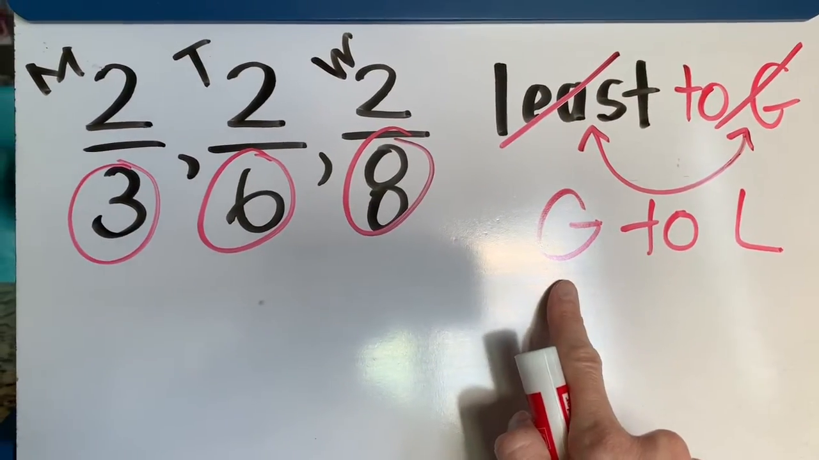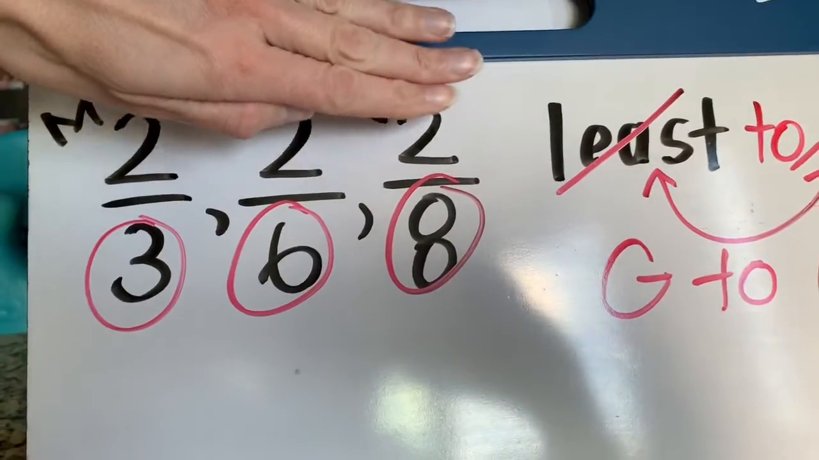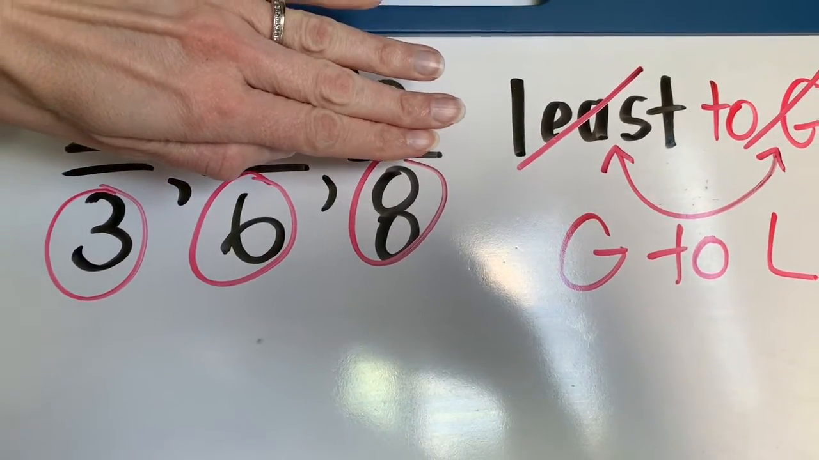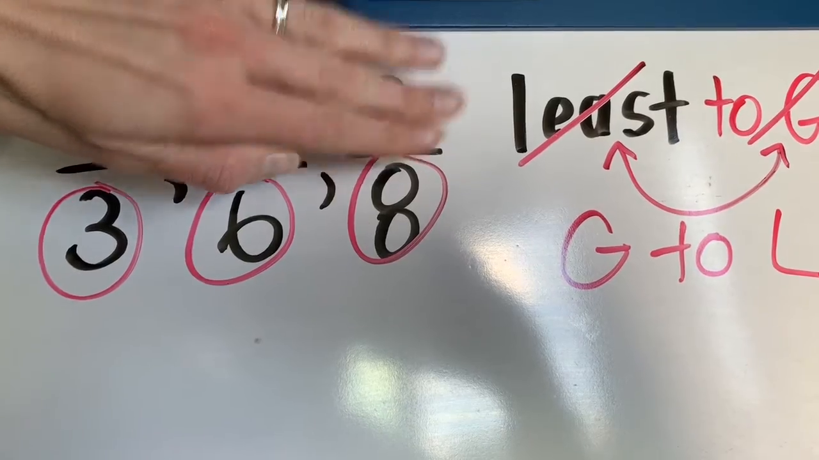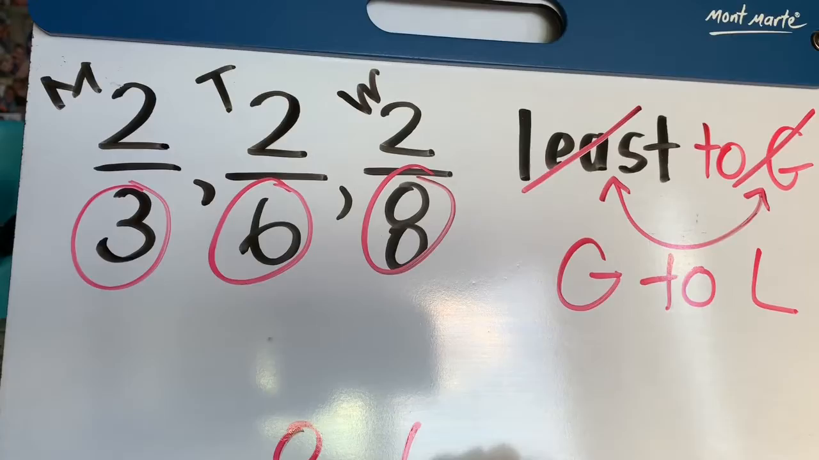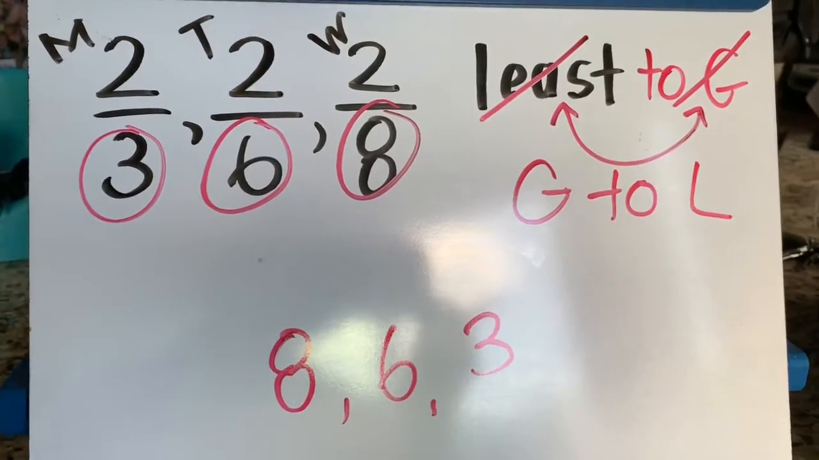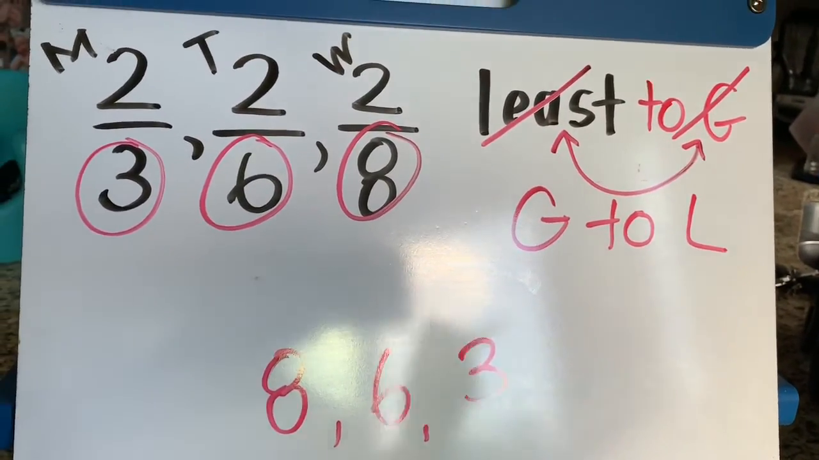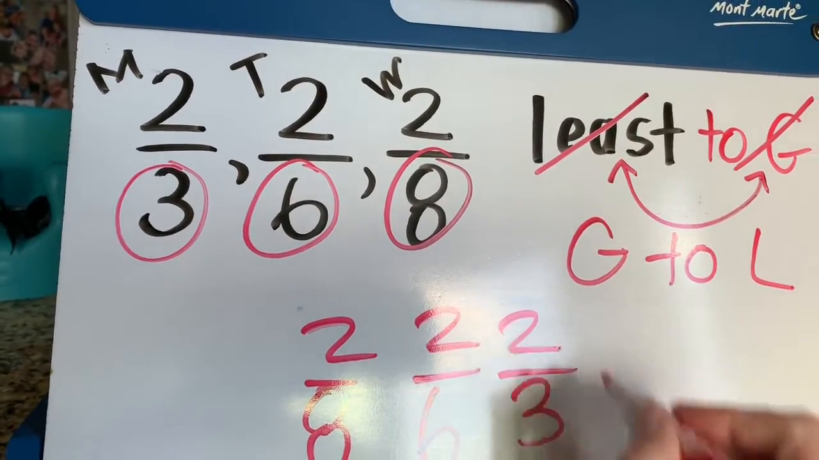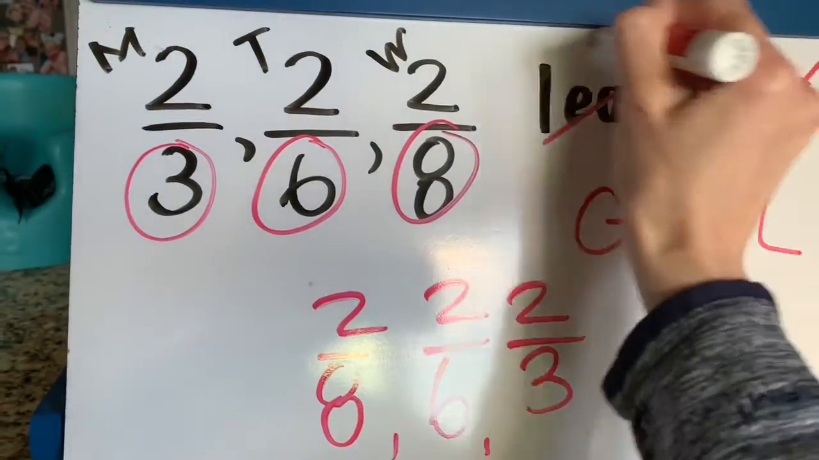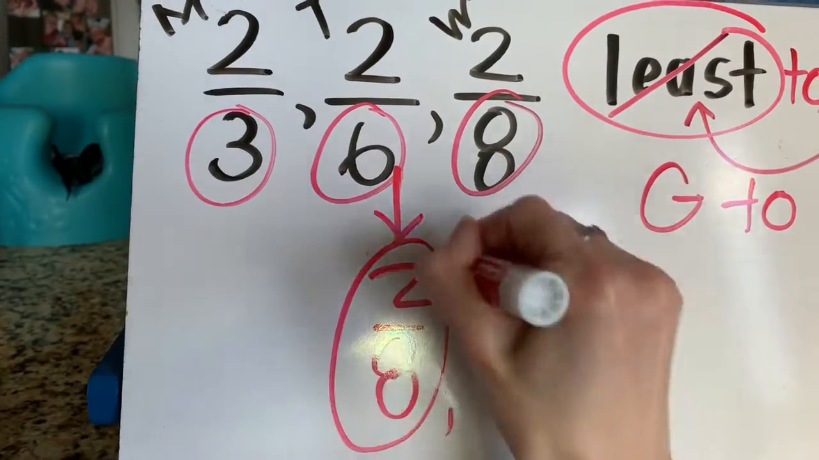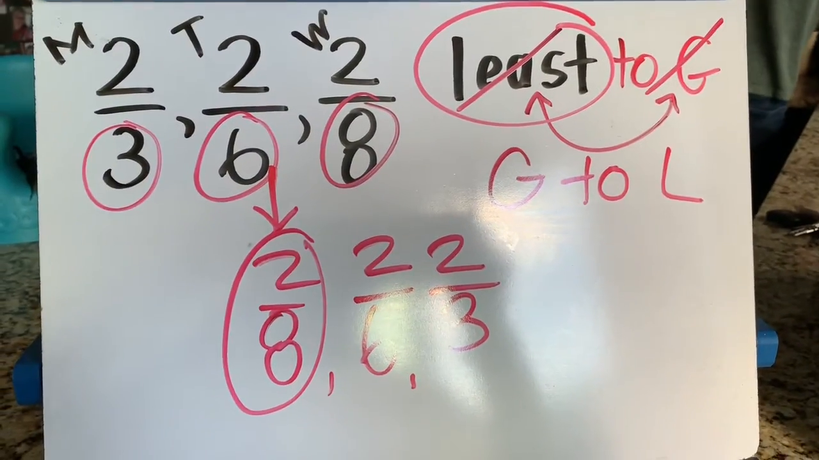So looking at this, I'm going to ask myself, which of those denominators is the greatest? An 8, a 6, and which one is the least? A 3. So I write 8 for the greatest, a 6, and a 3. And am I done? Nope, I have to put back the numerators. So I put the 2 back, and the 2 back, and the 2 back. Now I can ask myself, which fraction is the least? And I know that 2/8 is the least fraction.